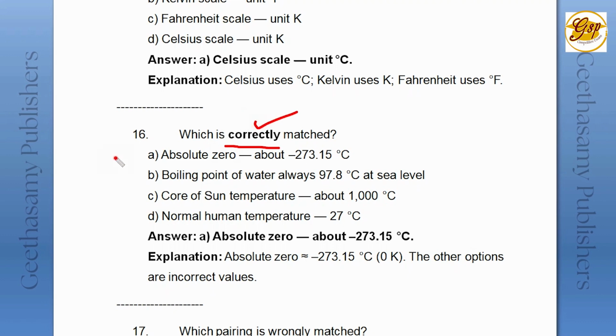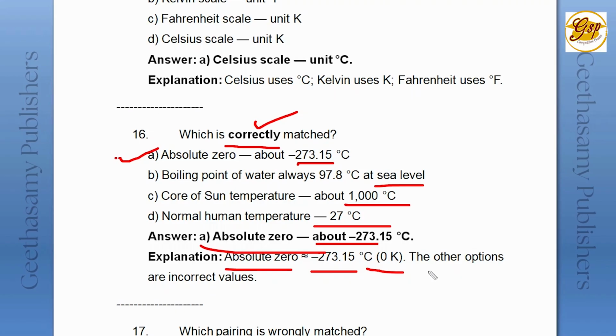16th question, which is correctly matched. Absolute zero, minus 273.15 degrees centigrade. Boiling point of water, 97 at sea level. And the core sun temperature is 1000 degrees centigrade. Normal human temperature is 27 degrees. So the correct statement is only A. That is, absolute zero is minus 273.15 degrees centigrade, that is 0 K. Other options are incorrect values.